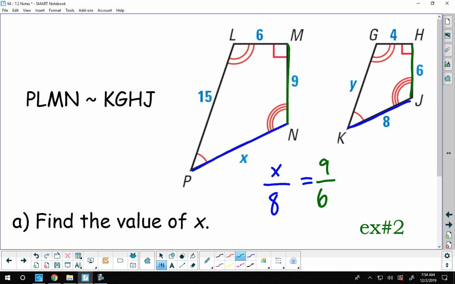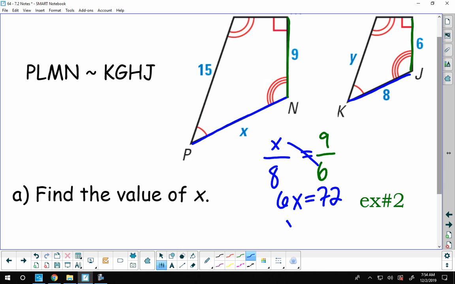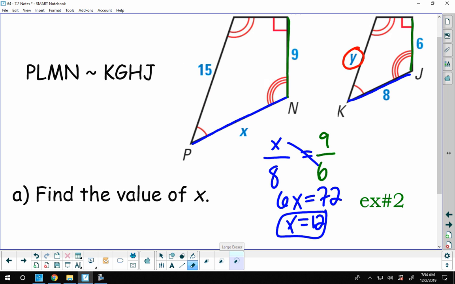And now we can cross multiply. So 6 times x is 6x, 9 times 8 is 72, and 72 divided by 6 is 12. So x equals 12. I just couldn't use the 15 and the y in my proportion because we don't know y yet. So that's why I chose the 9 and the 6.